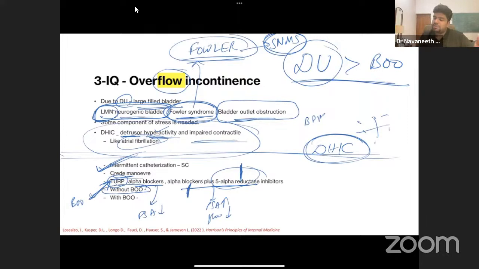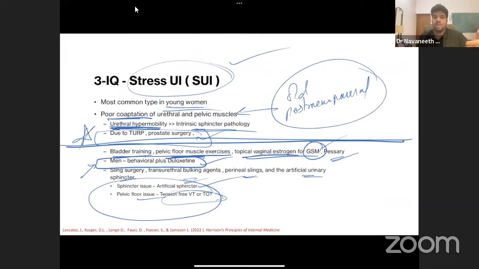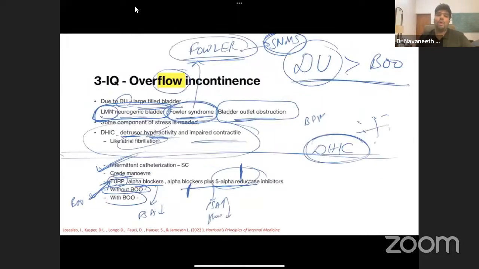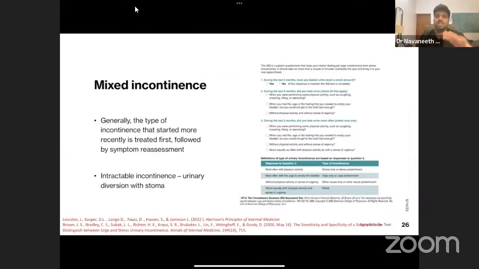Without bladder outlet obstruction, the treatment becomes difficult because it's mostly neurogenic causes. If there is bladder outlet obstruction, you just remove the obstruction and come back and look for any complications in the upper urinary tract. So this is about stress incontinence, urge incontinence, which is also called overactive, and overflow incontinence. Mixed incontinence is basically a combination. In the mixed type, whichever started most recently will be treated. That is very important for you to know.